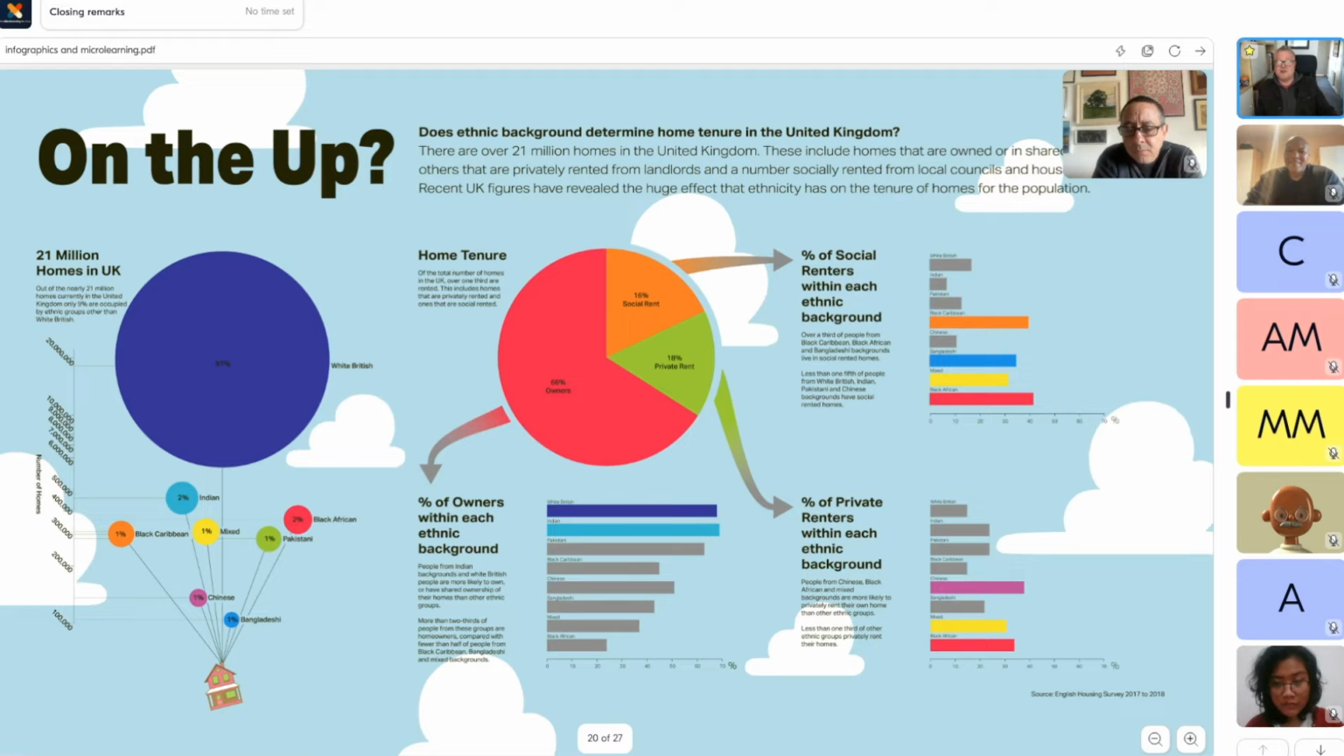So I tried to present it as a story which was, as you can see from the top, the question I want to ask: does ethnic background determine home tenure in the United Kingdom? And so I was able to take the statistics and present them in such a way. On the left, I produced a graph which showed total home tenure in the UK. And obviously the biggest one there is white British. But the interesting ones, the ones which were of interest to me, were the other ethnic groups. And then as you move across the page, what I've done is focused on those. So I was able to look at the percentage of home ownership or home rental within each of those groups.